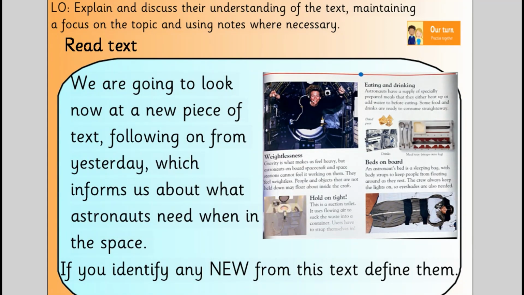Okay, so we're going to have a look at a new piece of text following on from the one from yesterday, which informs us about what astronauts need when they're in space. Again, if you identify any new words from the text, define them for me.